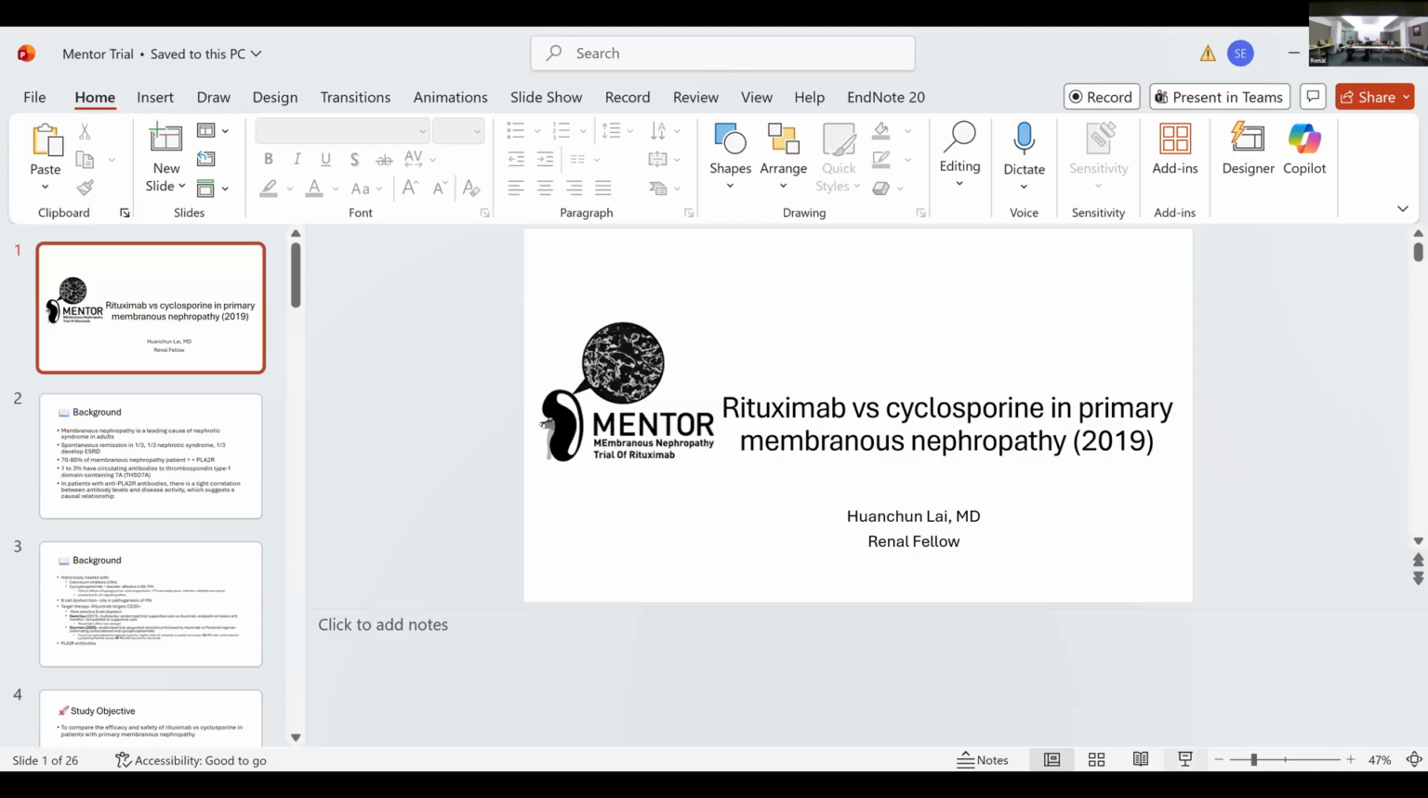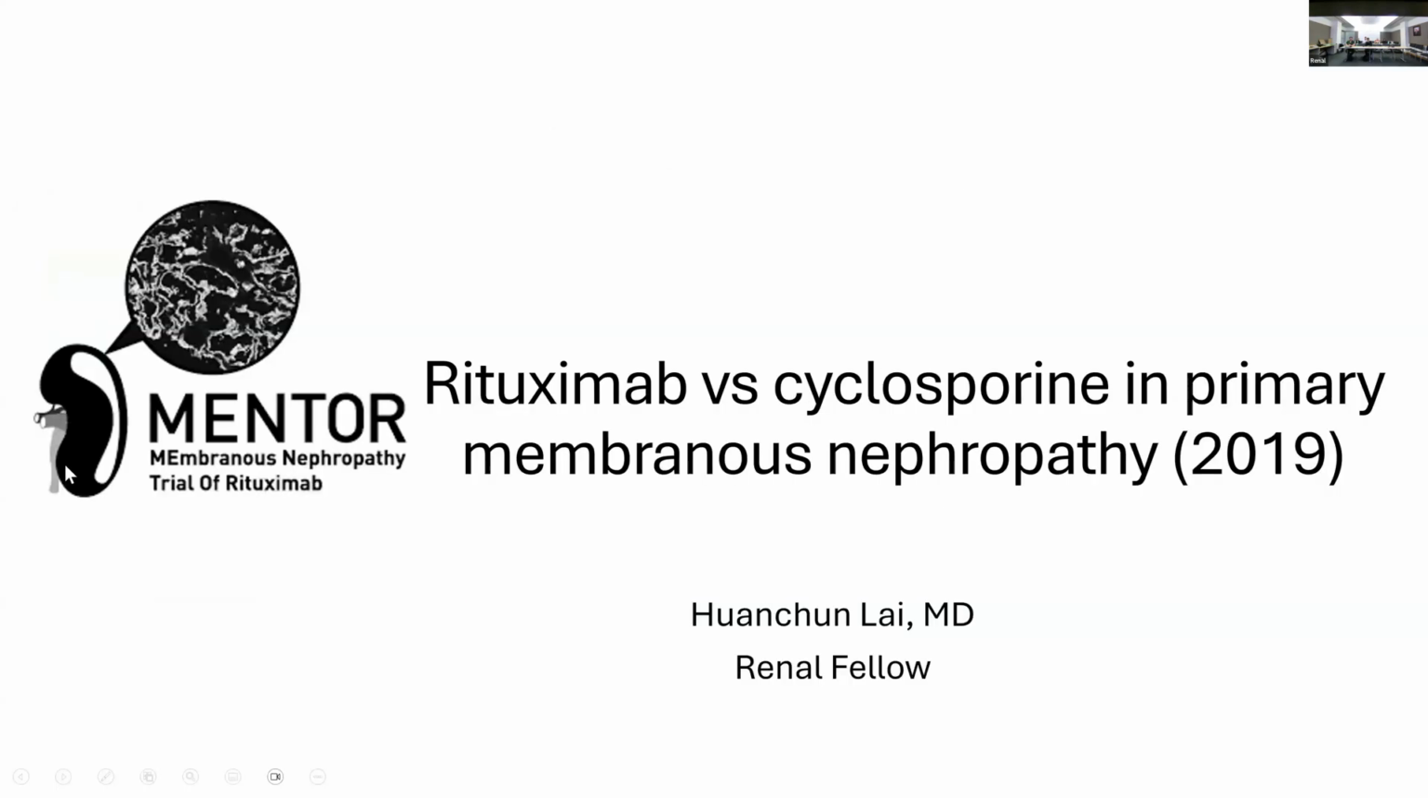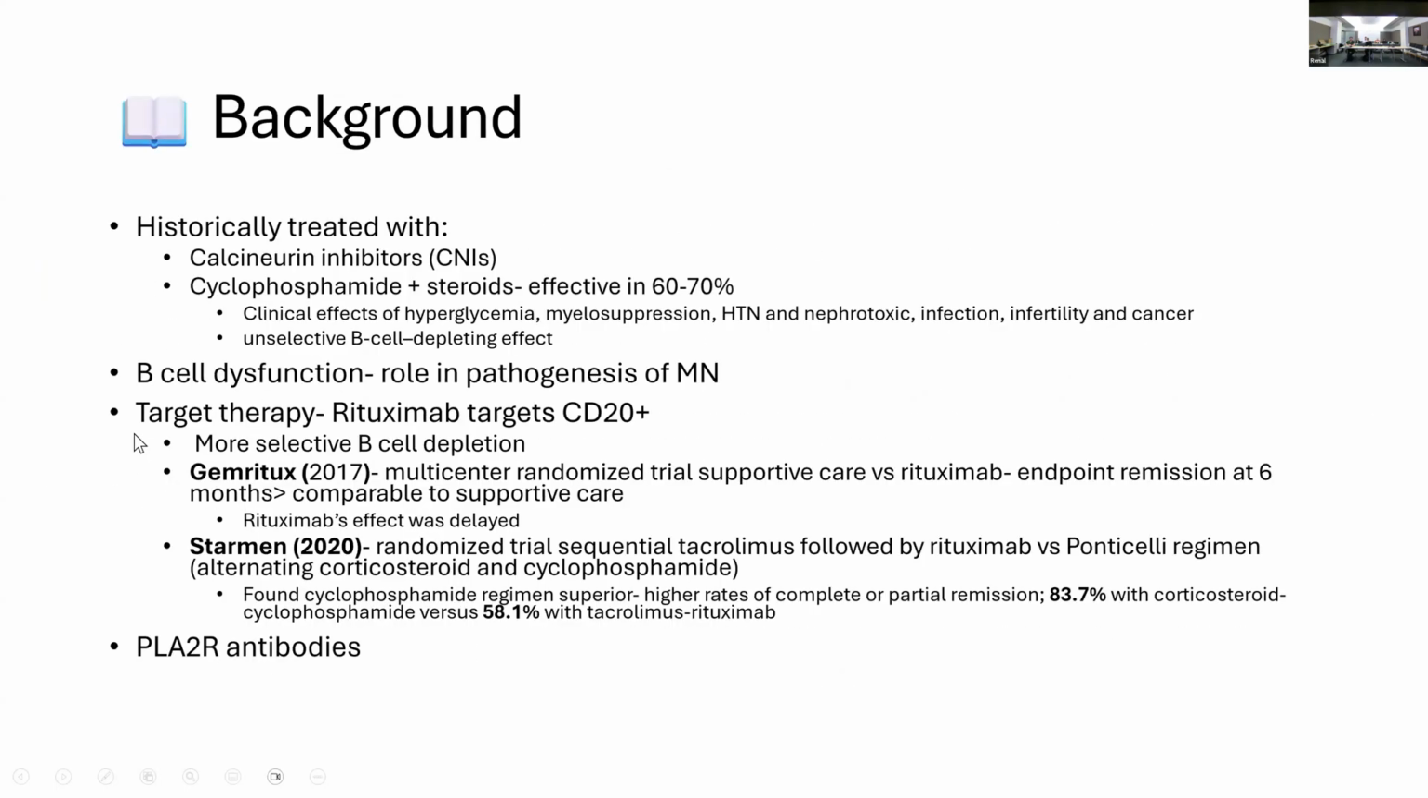Could we go back to the background slide or the background study? Yeah, it's slide 3, I guess. Okay. But I just wanted to mention RI-CYCLO was a big one, the 2021 study that compared Rituxan to cyclophosphamide. I just wanted to... What does it say?